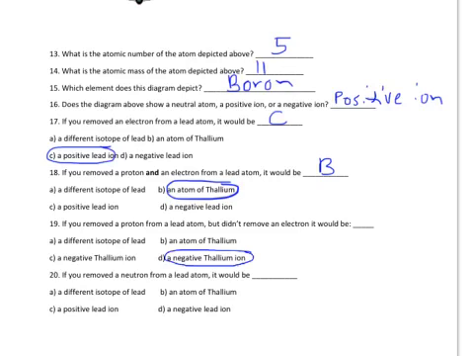And number 20, if you removed a neutron from a lead atom, it would still be lead, but it would have a different mass or different weight, so therefore it would be a different isotope of lead. Remember that the word isotope really is equivalent to saying weight or mass.